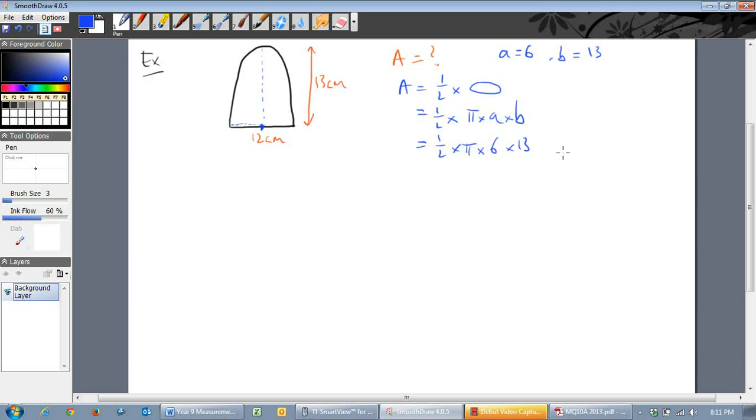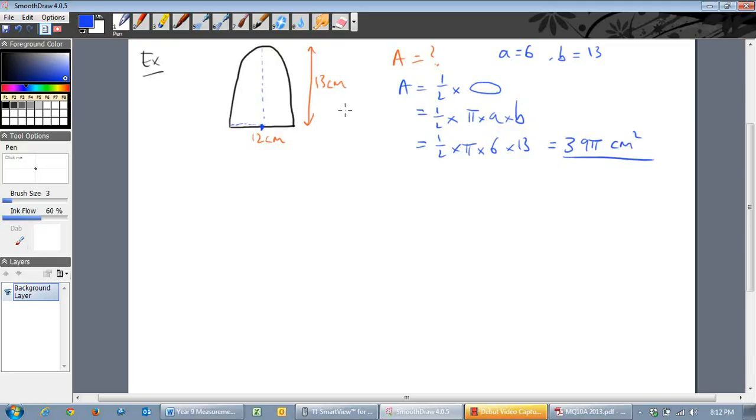Too easy. So the area is going to be half times pi times A times B. Chuck it in your calculator. In fact, I'm just going to do this in my head. So half of 6 is 3. 3 times 13 is 39. So that's just going to be 39 pi. There we go. I'm going to leave it in Year 10 form because we're doing Year 10. So let's just say 39 pi, and it's going to be centimeters squared because we're doing area.